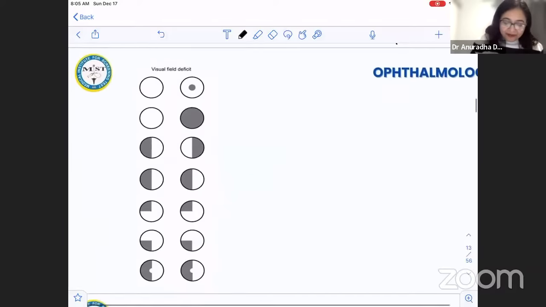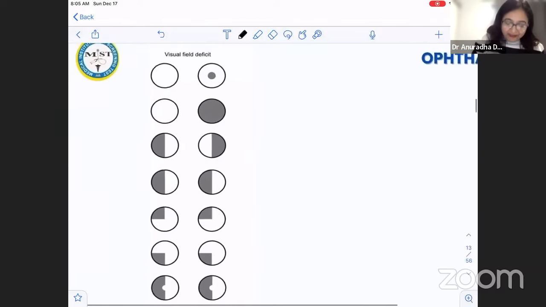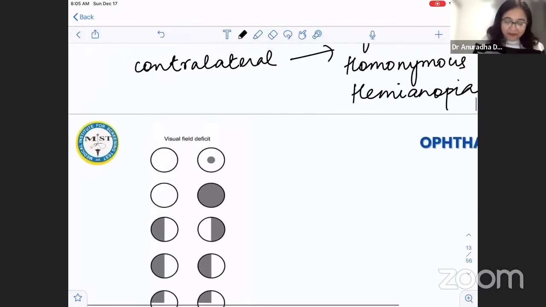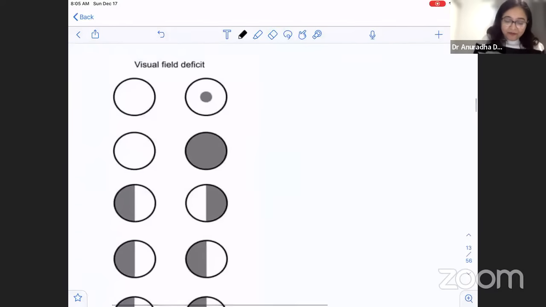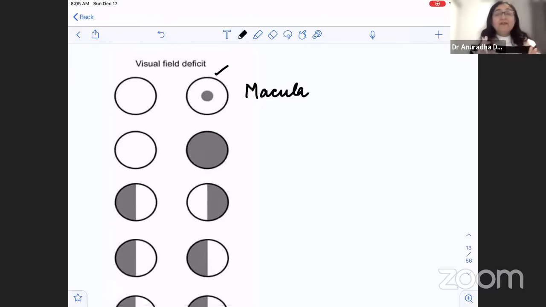So here is a quick revision of visual field defects, one by one. This kind of visual field defect, when the lesion is only in one eye and in the central field, will be seen in macular lesions. The second one, when the visual field is gone only in one eye, will be seen in optic nerve lesions.